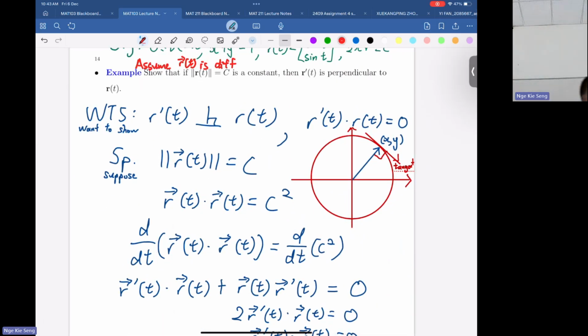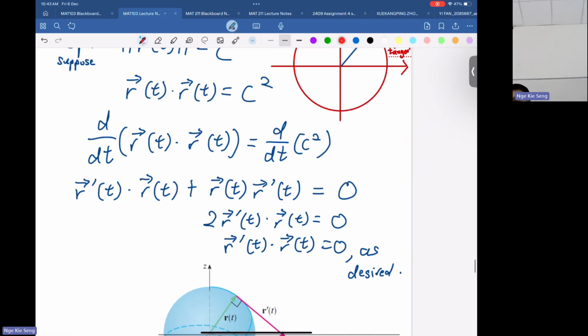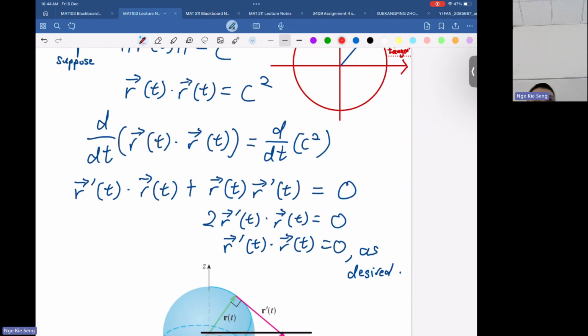And just now we went through how to differentiate the dot product between two vector value functions. So how to differentiate this? We use the product rule. So what do we get? r'(t) times r(t) plus r(t) times r'(t). So you just get 2 r'(t) times r(t). On the other side, you differentiate the constant, you get 0. This means the dot product between these two vectors is 0, which is what you want, because you want to show that the two vectors are perpendicular. Their dot product is 0, meaning they are perpendicular.